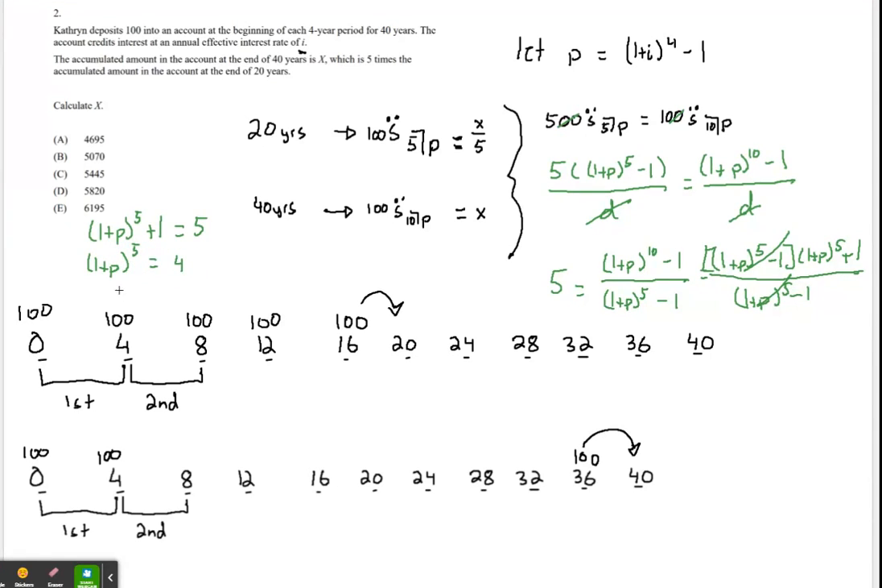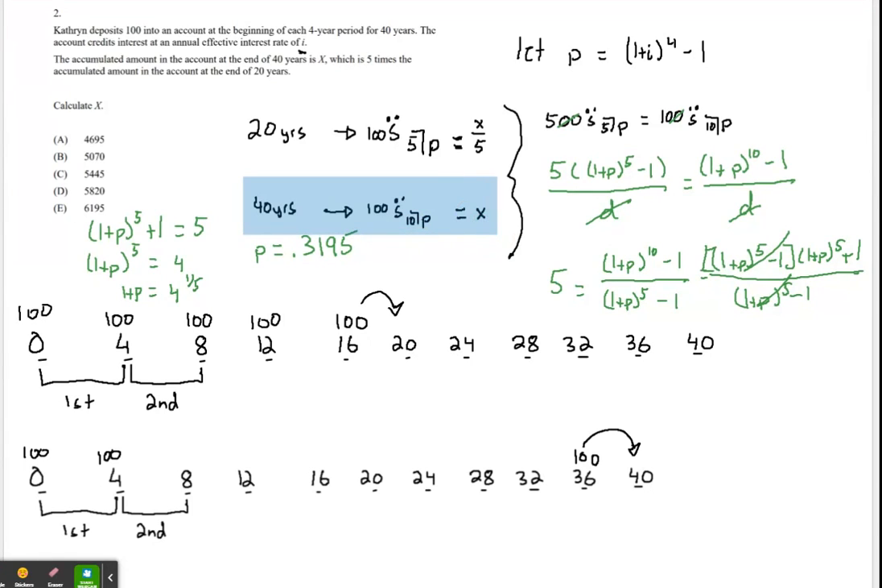So we can raise both sides to the 1/5 power. 1 plus P equals 4 to the 1/5, right? And then we want to subtract 1. So what's that? 4 to the 0.2 minus 1. So P is equal to, the 4-year interest rate is 31.95%. Okay, and this is what I want. This is going to be the accumulated value that I want.